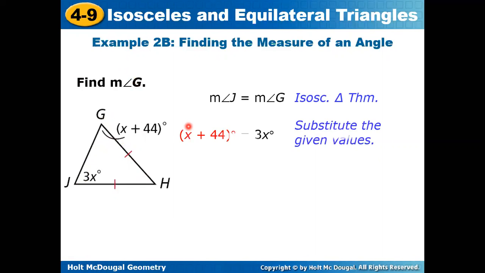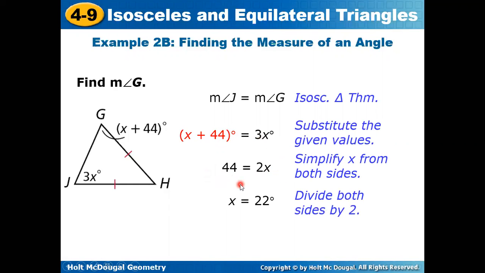By substitution, x plus 44 is equal to 3x. Solve this equation algebraically, subtracting x from both sides, so 2x equals 44. Now divide both sides by 2, so x equals 22. To find measure angle G, substitute the value of x as 22, so measure angle G equals 22 plus 44, which is 66 degrees.